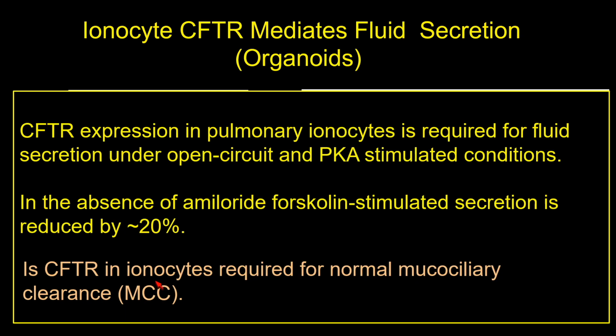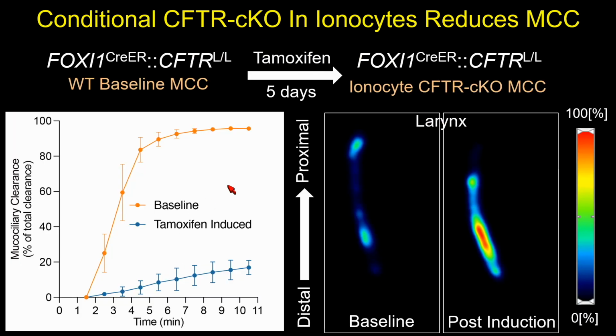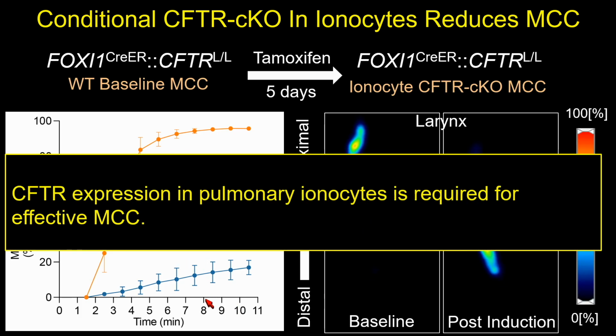So is CFTR in ionocytes required for mucociliary clearance? These studies were published in Nature, but we used gadolinium PET-CT imaging to look in the proximal airways, deposited in the very distal trachea and bronchi, moving up to the larynx up here. This is baseline mucociliary clearance in a FOXI1-Cre conditional CFTR knockout. So these animals were imaged first, then induced, and a week later re-imaged, and a significant difference in clearance. So CFTR expression in pulmonary ionocytes is required for effective MCC in our hands and in the ferret.